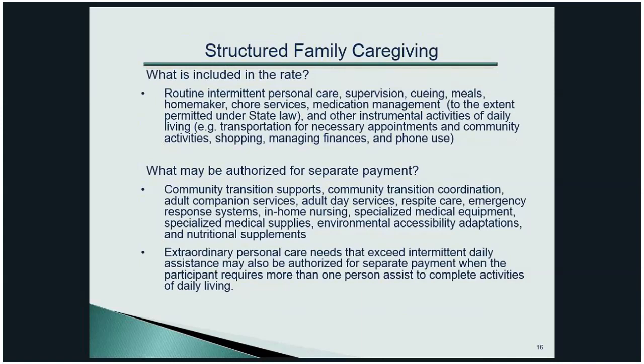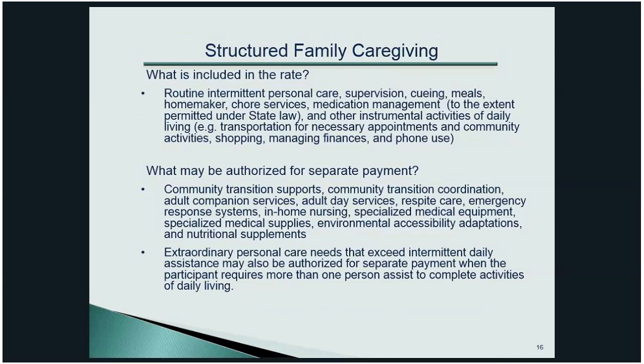So for structured family caregiving, what's included in the rate: routine intermittent personal care, supervision, queuing, meals, homemaker, chore, medication management, and other IADL support. What can be authorized for separate payment include the transition supports and coordination, adult companion, adult day, respite care, ERS, in-home nursing, specialized medical equipment, supplies, environmental accessibility adaptations, and nutritional supplements. So all of those can be add-ons based on the specialist assessment of the person's needs.